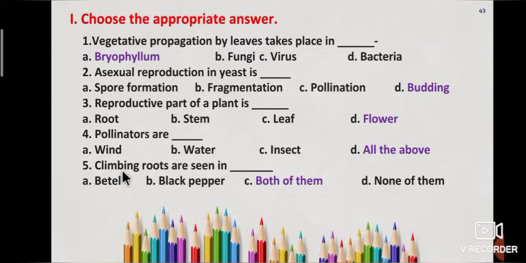Fifth one, climbing roots are seen in dash. Option A, betel. Option B, black pepper. Option C, both of them. Option D, none of them. Answer is both of them. Climbing roots are seen in betel and black pepper.